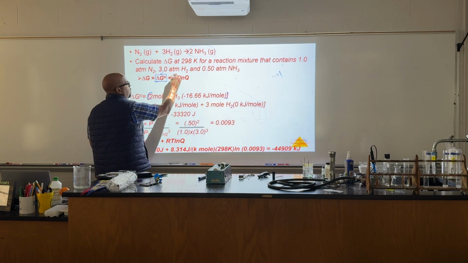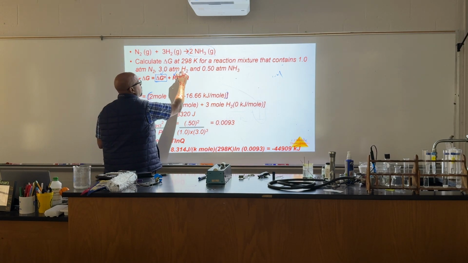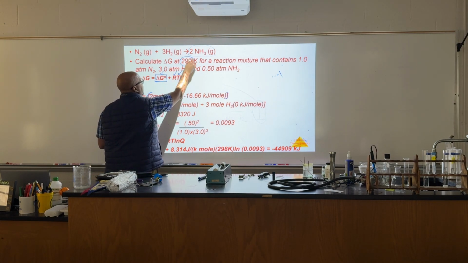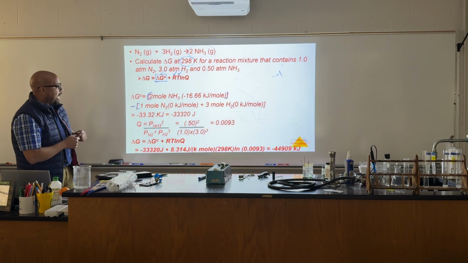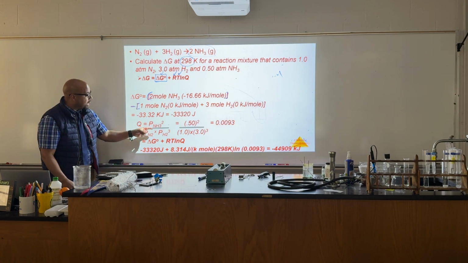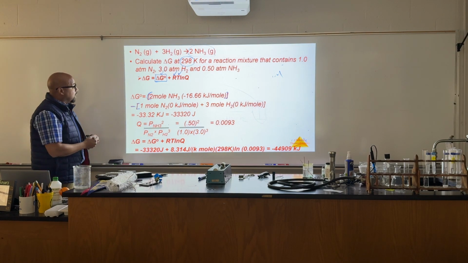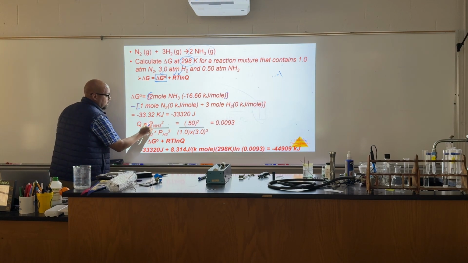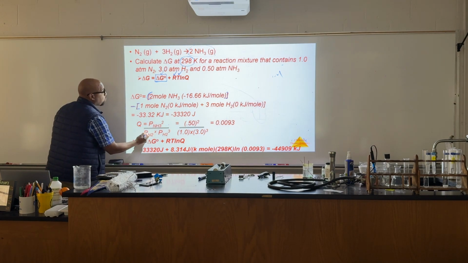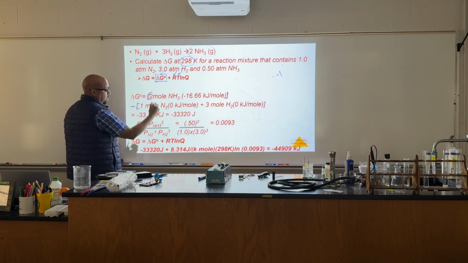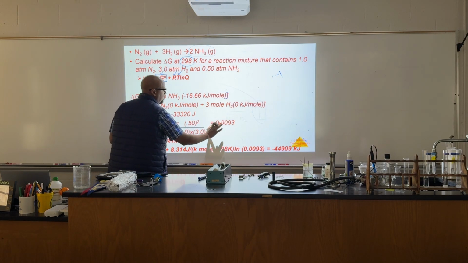R, we said, is 8.314. Temperature is going to be my 298 kelvins. The only thing I need now is to figure out what my Q is going to be. If you remember, when it came to Q, it's products over reactants, everybody raised to their coefficients, no solids, no liquids. So that's exactly what I did here: the partial pressure of ammonia squared, the partial pressure of the nitrogen, which was given to me, and the partial pressure of the hydrogen cubed, and I figure out what my Q is going to be.